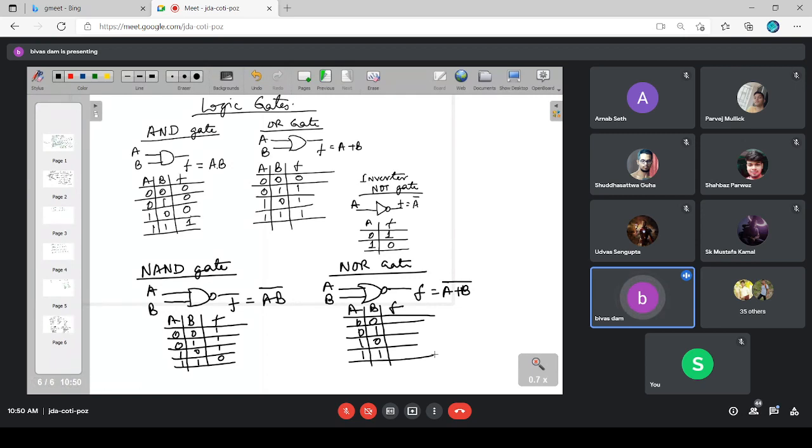So for how many input combinations here the output will be 1? 1, sir. The first. This is the complement of the OR operation. So whatever you have, its complement will be at the output of NOR.